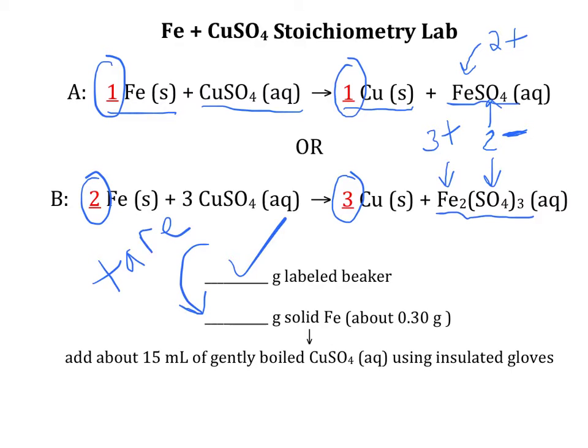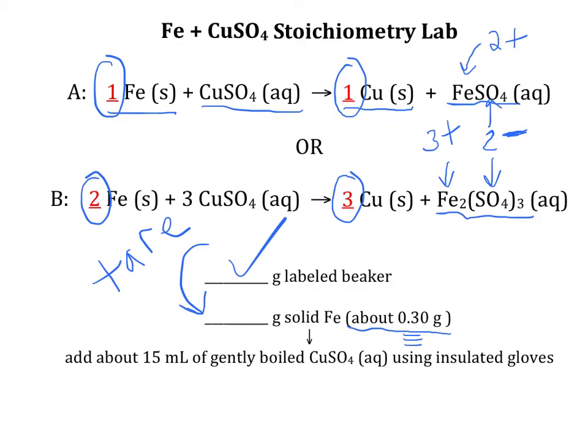And then you can start adding solid iron until you get to about 0.30 grams. And when I say 0.30, I don't mean 3, I mean 0.3. So it's a very small amount. And you don't have to get exactly 0.30. You can do 0.29, 0.28, or a little bit above 0.3, 0.32, or 0.33 is fine. Just get somewhere around 0.30 and be sure to write down what you use to the nearest 2 decimal places.